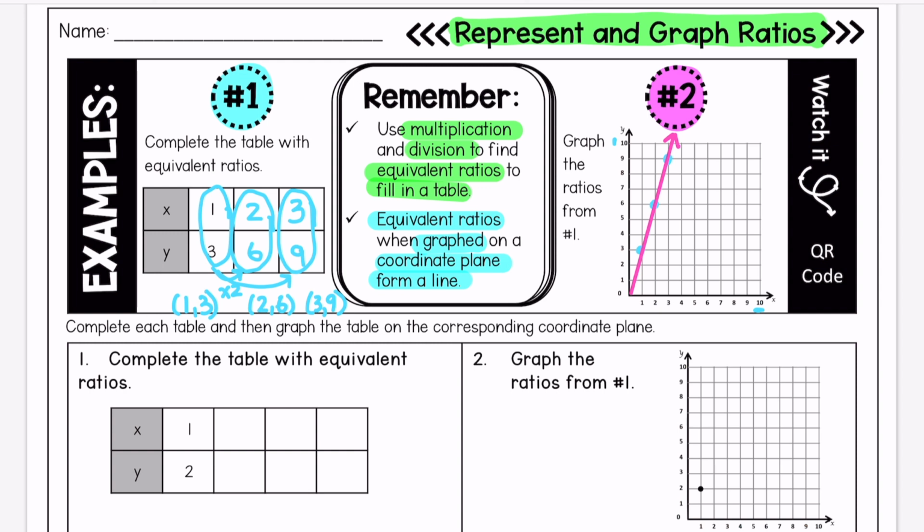I hope that this little video has helped you to understand how to fill in the table and graph the ratios from the table. Again, they should form a straight line so you know how to check your work as well. I hope that this video helps you to complete the rest of the worksheet.